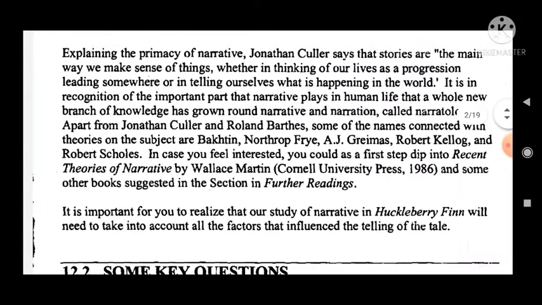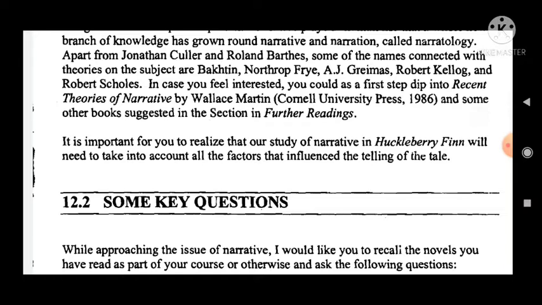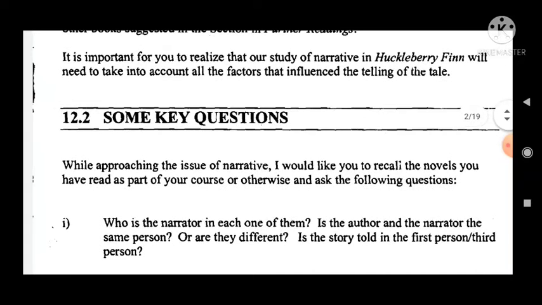Apart from Jonathan Culler and Roland Barthes, some of the names connected with theories on the subject are Bakhtin, Northrop Frye, A.J. Greimas, Robert Kellogg and Robert Scholes. In case you feel interested, you could, as a first step, dip into Recent Theories of Narrative by Wallace Martin, Cornell University Press, 1986, and some other books suggested in the section on further readings. It is important for you to realize that our study of narrative in Huckleberry Finn will need to take into account all the factors that influenced the telling of the tale.